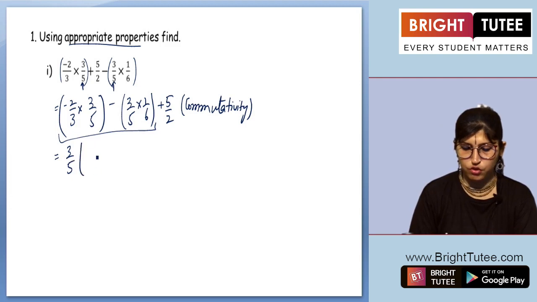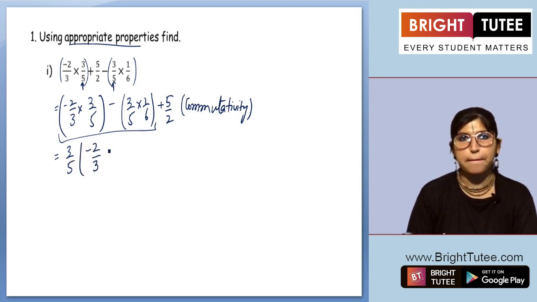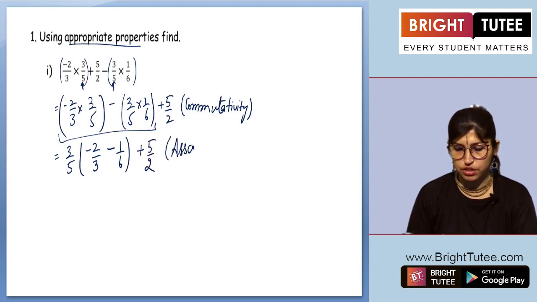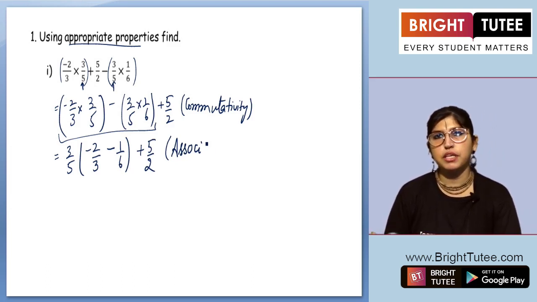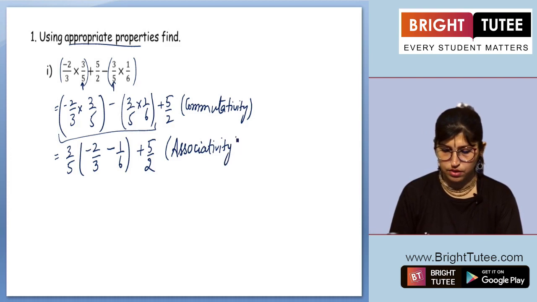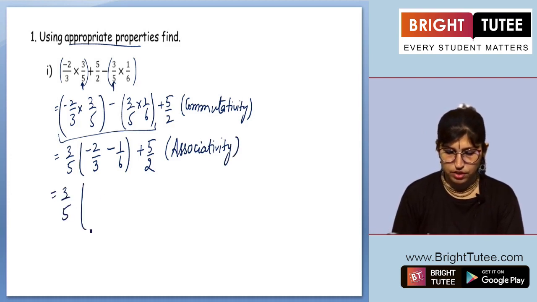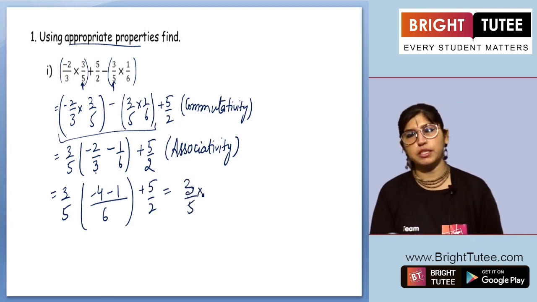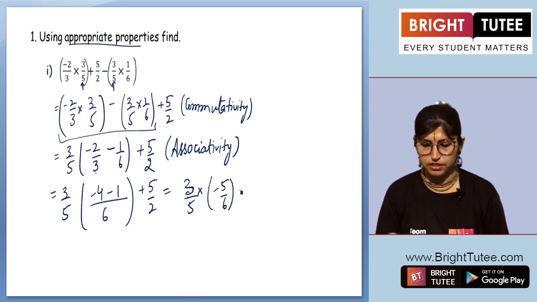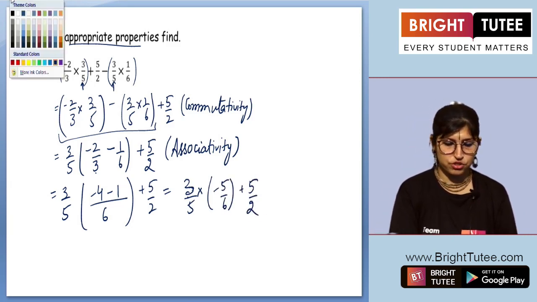After taking 3 by 5 common, we are left with minus 2 over 3 minus 1 over 6, and we did it by using associativity, wherein we know that A times B minus A times C, we take A common and in brackets are left with B minus C. So now over here that will be 3 by 5. We have 3 and 6, so we take the LCM as 6. So we are left with minus 4 minus 1, plus 5 by 2. So 3 by 5 times minus 4 minus 1, which is minus 5 over 6, plus 5 by 2.